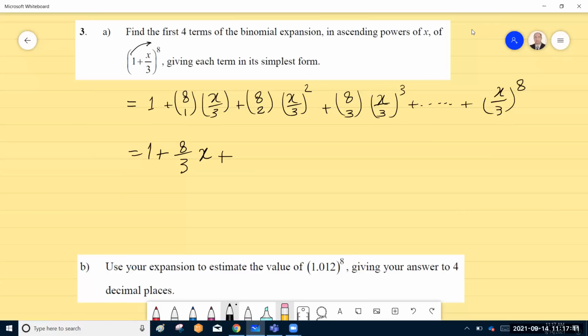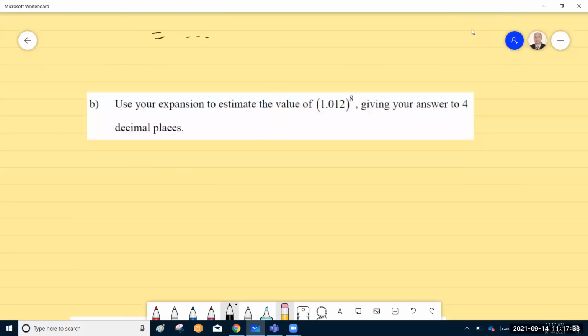8c2 is 8 times 7 over 2 factorial, into 1 over 9 x squared. Plus 8c3, 8 times 7 times 6 over 3 factorial, into 1 over 27 times x cubed. Only simplify these 4 terms and write the answer, okay? It's very easy. You can use a calculator or solve it mentally.